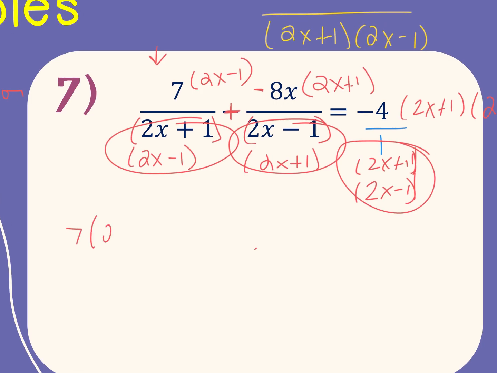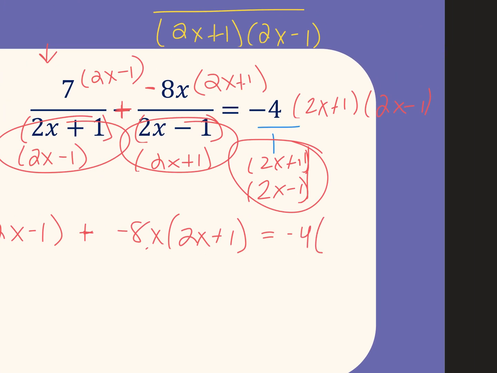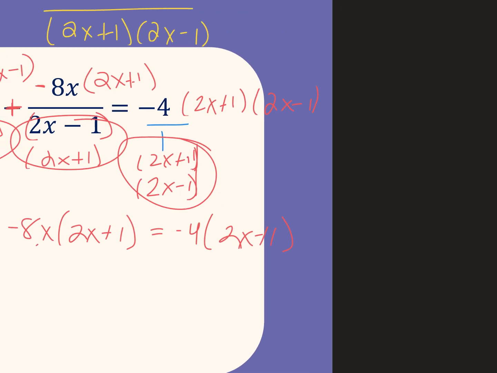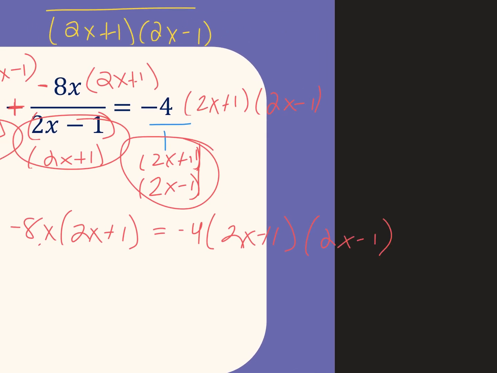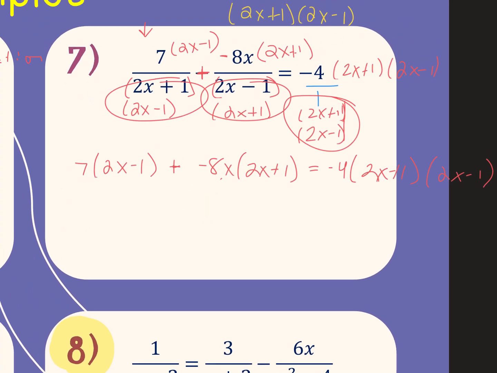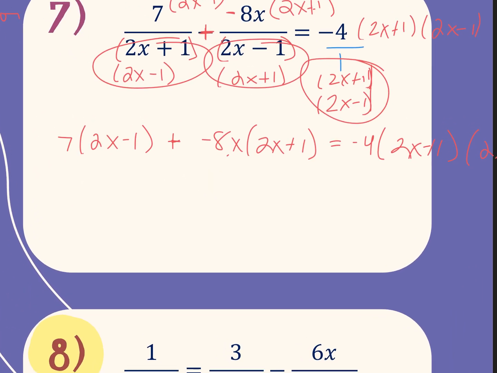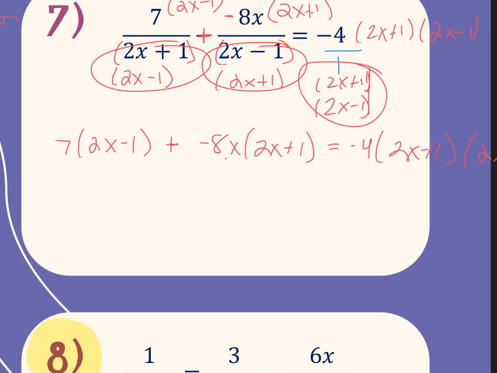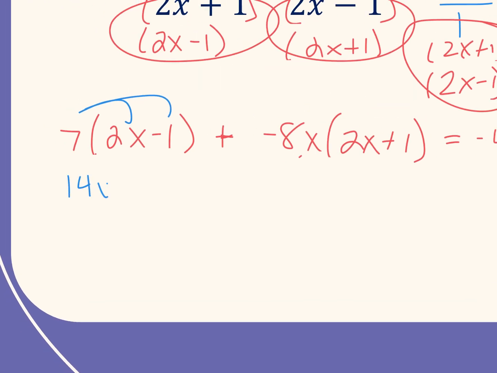So I have 7 times 2x minus 1 plus negative 8x times 2x plus 1 equals negative 4 times 2x plus 1, 2x minus 1. I seriously doubt you'll have one like this on your test, but just in case. So this is just a long Algebra 1 problem. What do I do with that 7 out in front? Distribute it. So 7 times 2x is 14x. 7 times negative 1 is minus 7, right? What do I do with negative 8x?